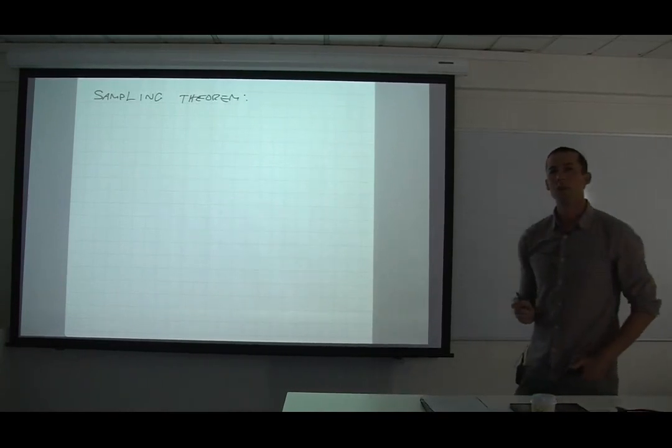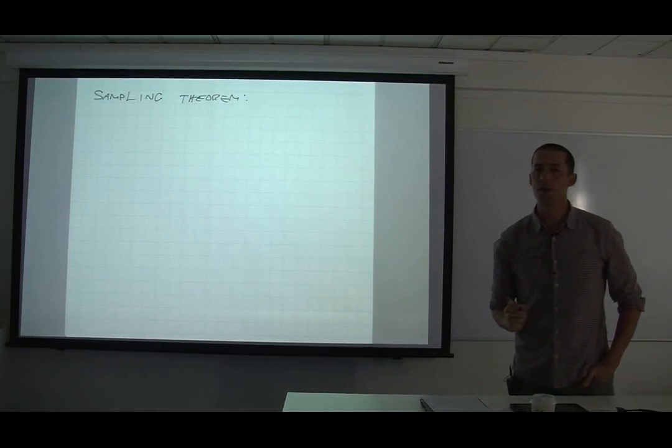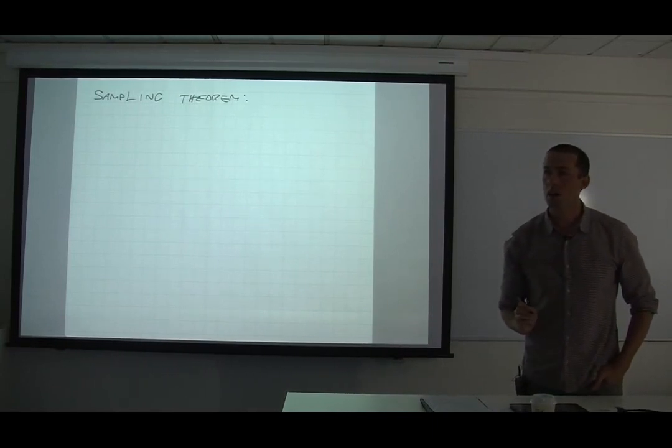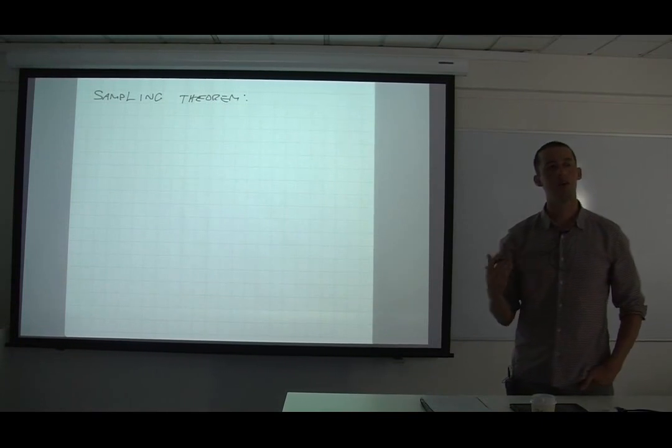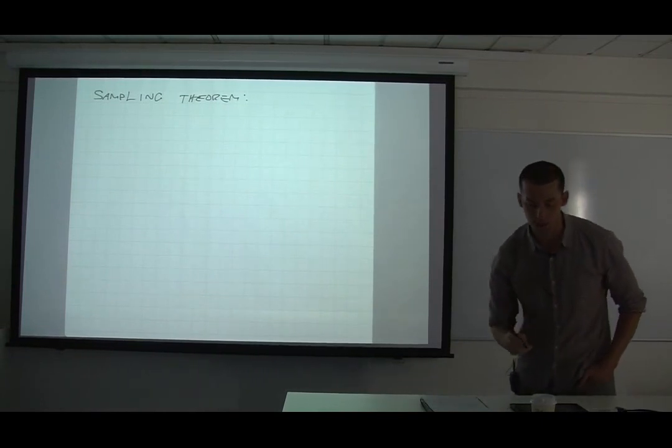So I think, has Robert done the sampling theorem with you already? I think he has to an extent, so we're going to go over it again. So it's about sampling and replication of spectra. So that's what we're going to deal with again.